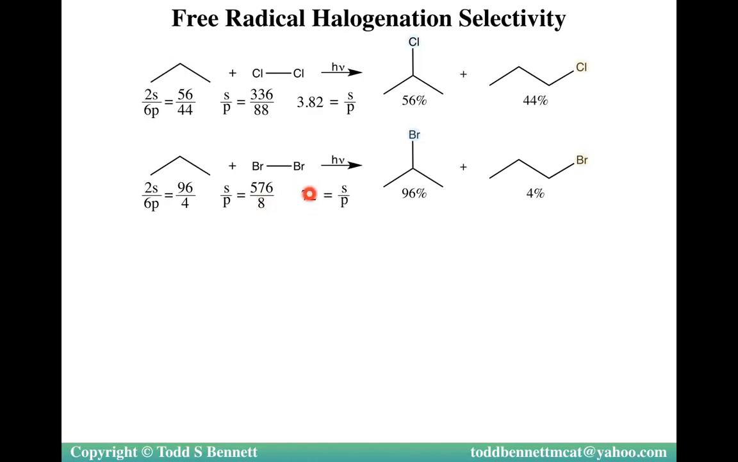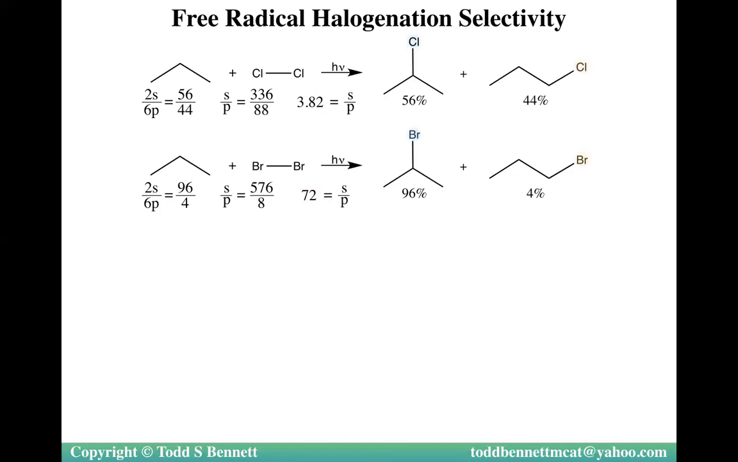When we say that it's more selective, it selects secondary 72 times more often than it'll select primary. Whereas for chlorine, it's only around 4 times. So bromine is substantially more selective.